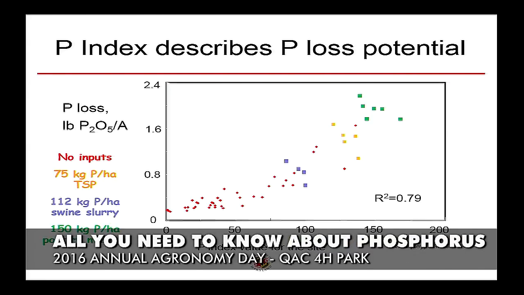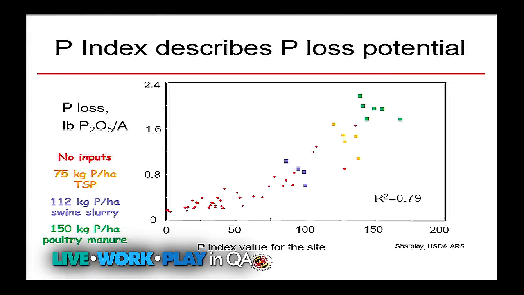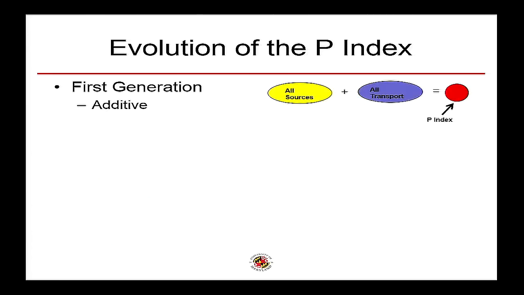Okay, so now when we replot this, we look at the same fields, but we change that x-axis to your P index value, we see a nice curve. We see a much better relationship. So the P index is really doing a better job of describing what's going on and what's causing this loss of phosphorus. Okay, so the P index takes on many forms, right?